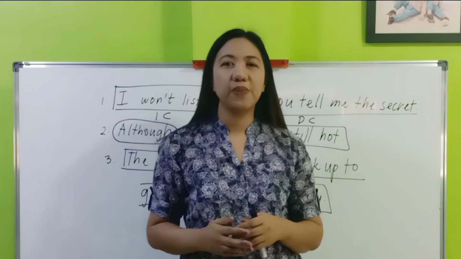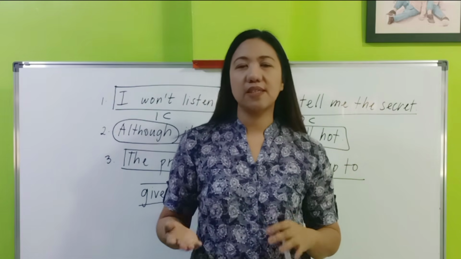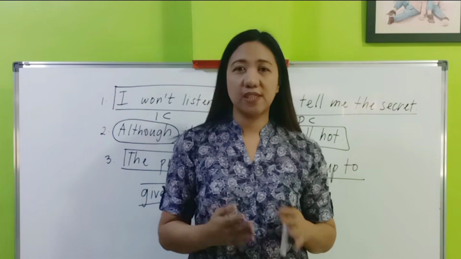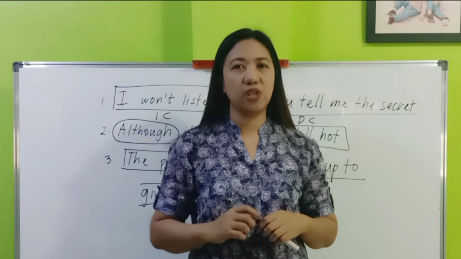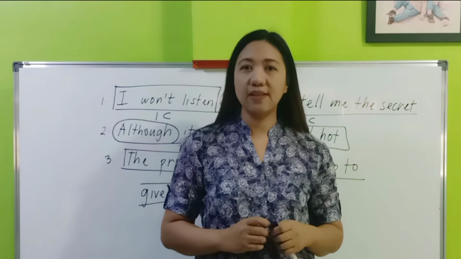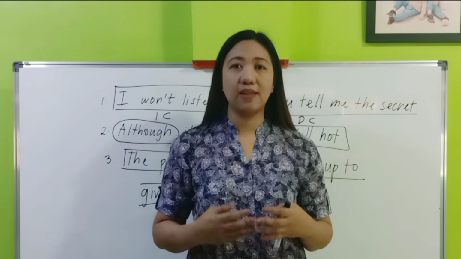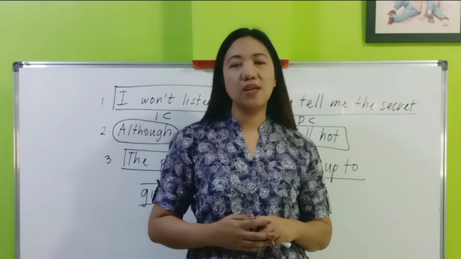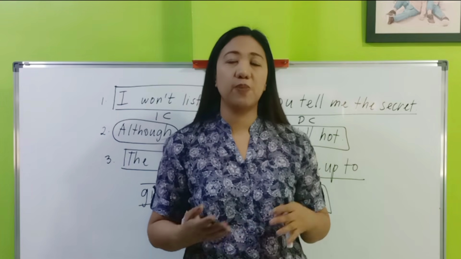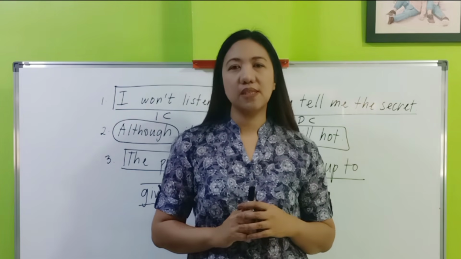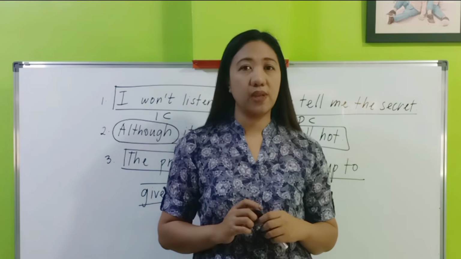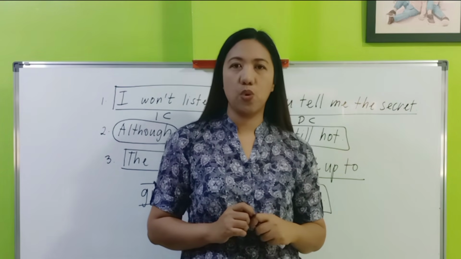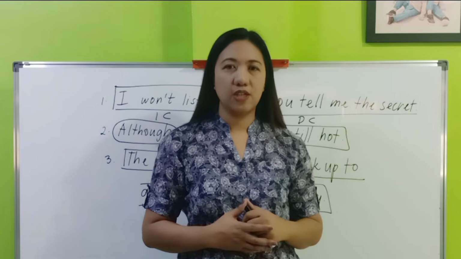As a recap, an independent clause is a clause which is simply a simple sentence which has at least one subject and a predicate, and it shows a complete thought. And a dependent clause also has a subject and a predicate, but it doesn't have a complete thought. And it starts with a dependent marker or a subordinating conjunction.